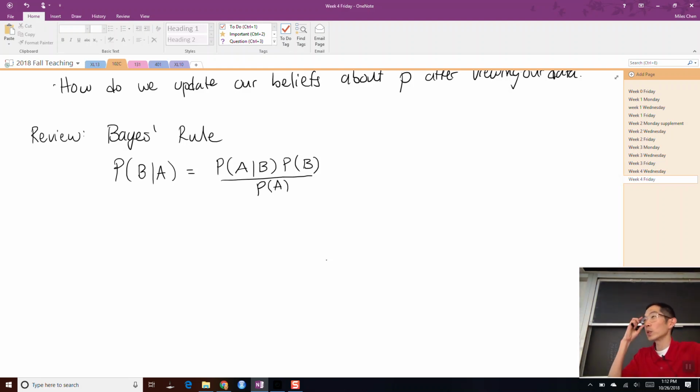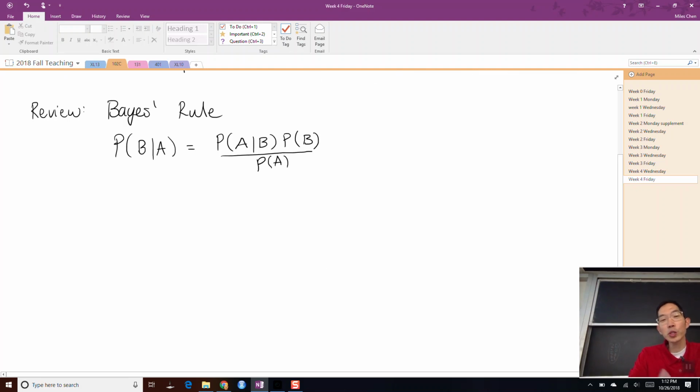So that's Bayes' rule. Okay, this is what it looks like in Bayesian statistics. Okay, replace B with the parameter. Okay, so for the beta binomial model, the parameter that we're trying to estimate is the proportion P. Okay.